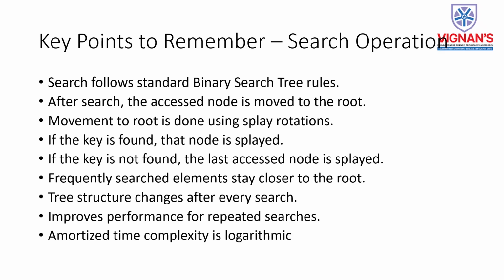If the key is found, that node is splayed. When the search key exists in the tree, the same node is splayed to the root. If the key is not found, the last accessed node is splayed. When the key is absent, the last node visited during the search is moved to the root. Frequently searched elements stay closer to the root. Nodes that are searched often gradually move closer to the root due to repeated splaying. Tree structure changes after every search. Each search operation may modify the shape of the tree.